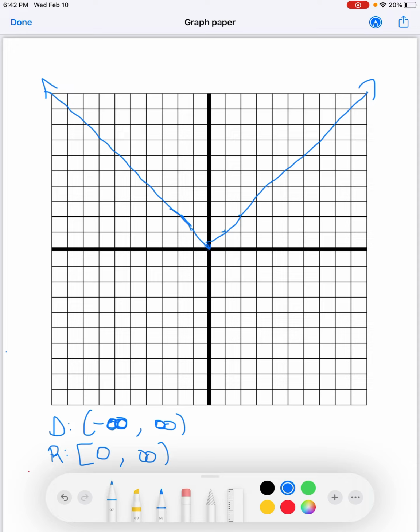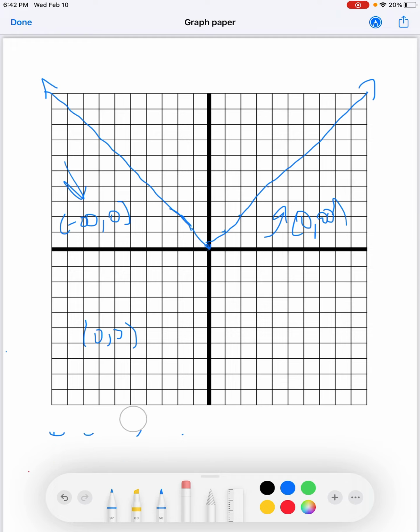And it decreases from -infinity to 0. And we use parentheses when we're talking about that. And then it increases from 0 to positive infinity. And the relative minimum is (0, 0). That's the furthest down it goes. Okay, that's our third parent function, for absolute value. That looks like a V.